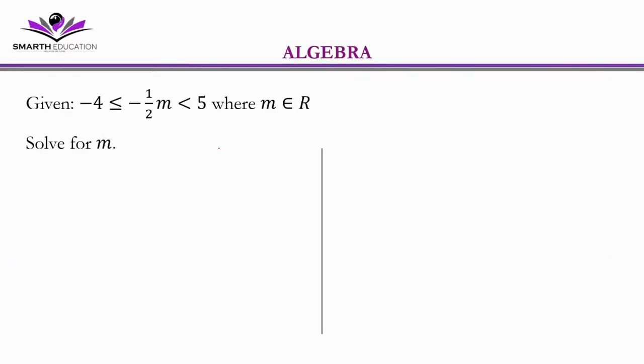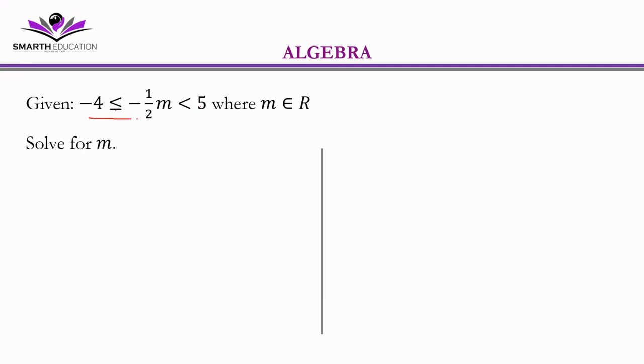Given this inequality, -4 is less than or equal to -1/2m, and -1/2m is less than 5. Before we continue, I want us to just talk about this one.